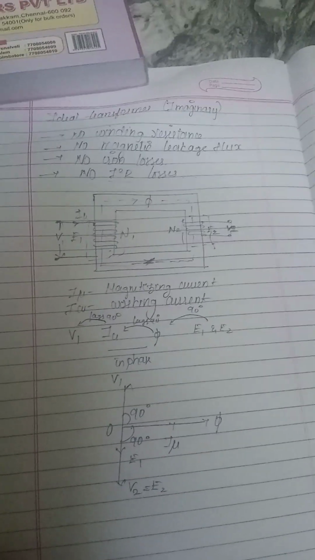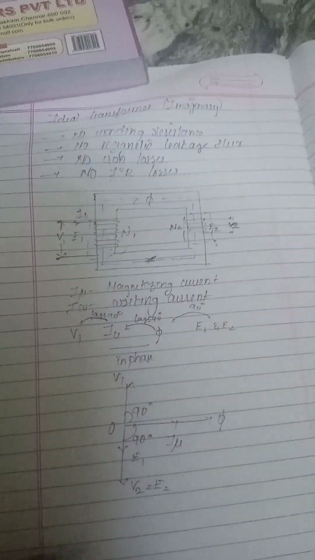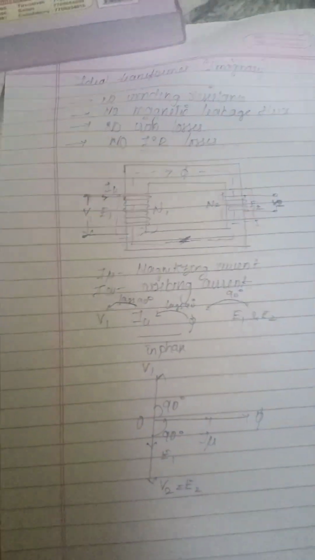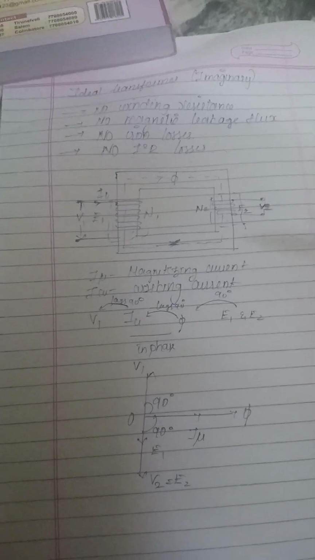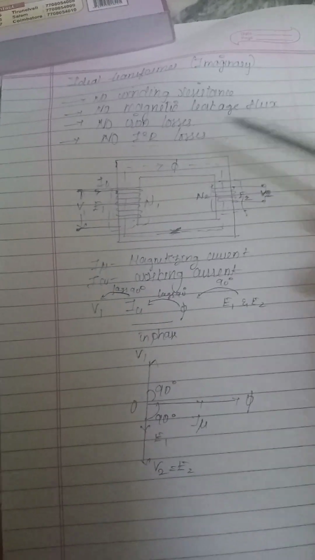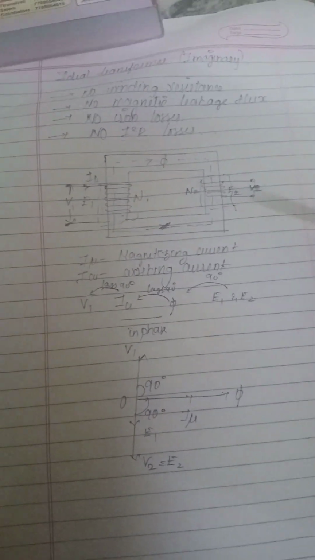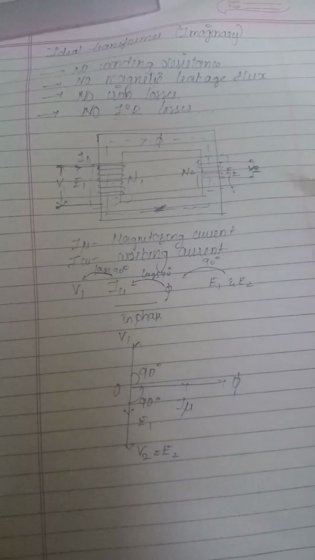Hello friends, in this video we are going to discuss an ideal transformer. Actually, the term ideal means imaginary. In real life, no kind of transformer is ideal. So this is the imaginary one. Why do we have to imagine this kind of transformer? To do simple calculations.